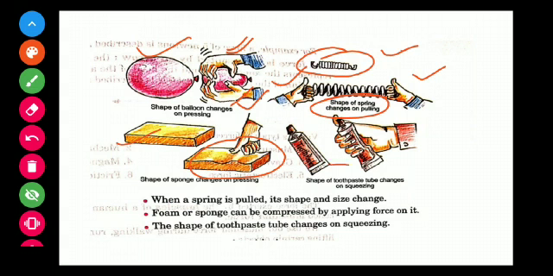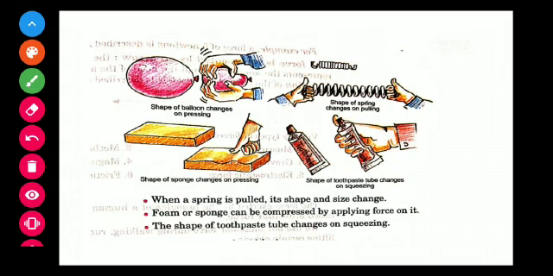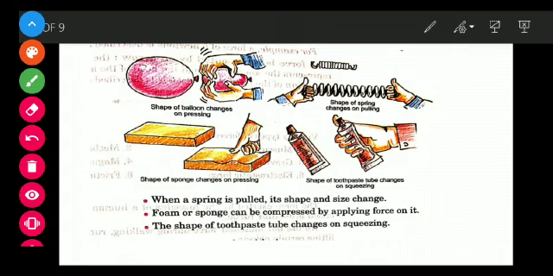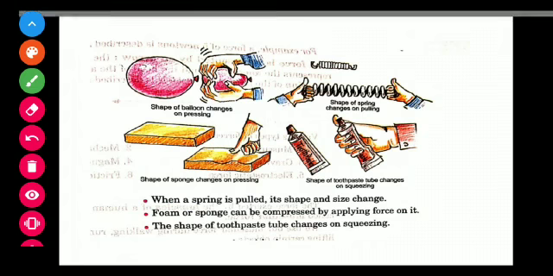Then this is your toothpaste tube, and we can change the shape of the toothpaste tube after applying a force. The shape of the toothpaste tube changes on squeezing. So these are the examples that when we apply a force, the force can change the shape of a body.